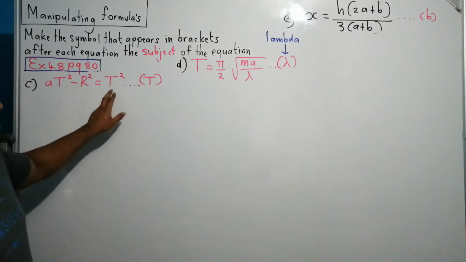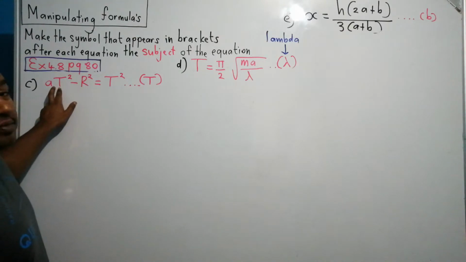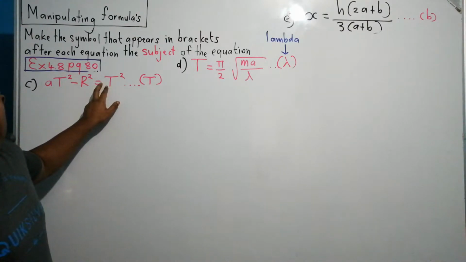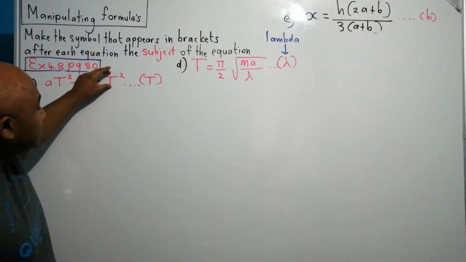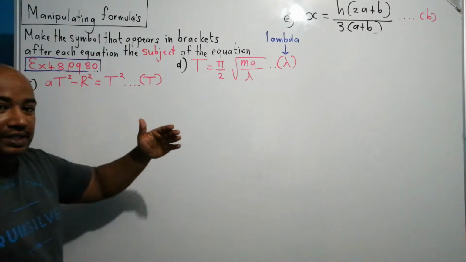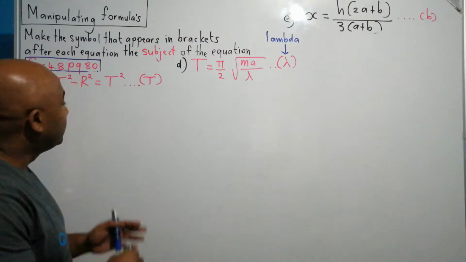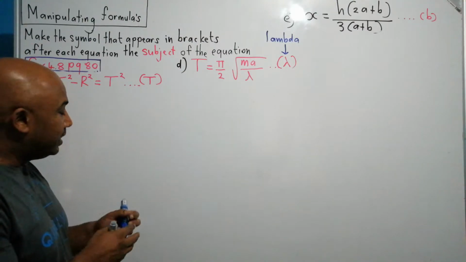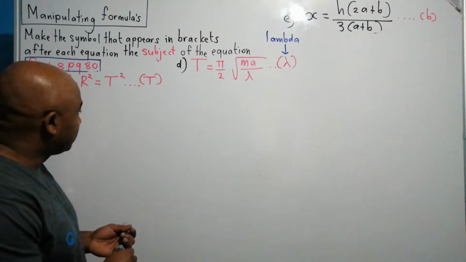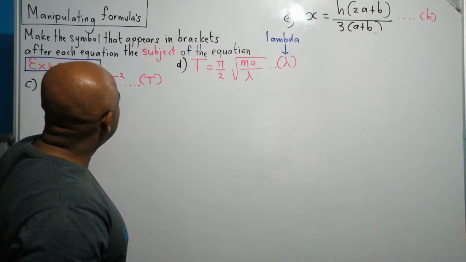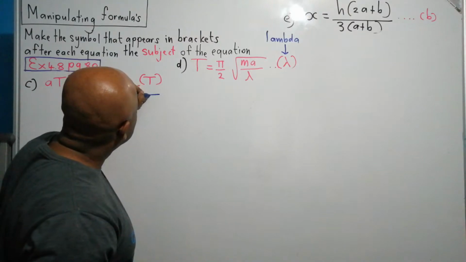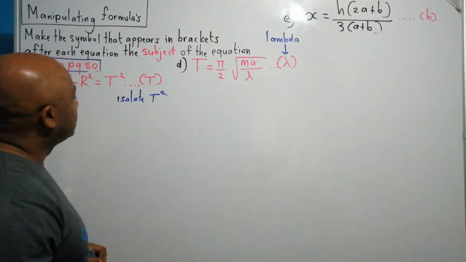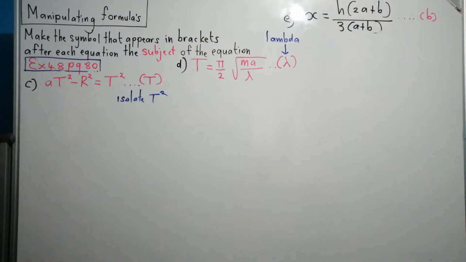However, t occurs in more than one term in this equation. There's a t squared, there's a t squared. So basically t is part of t squared. So what we need to do is isolate t squared first. Okay, so how do we do that?